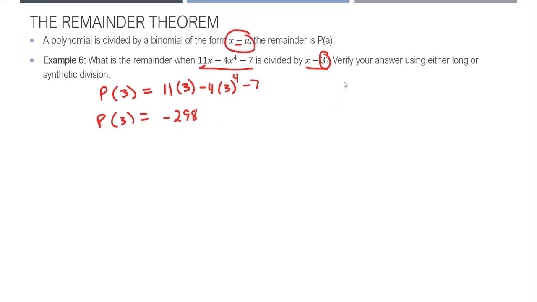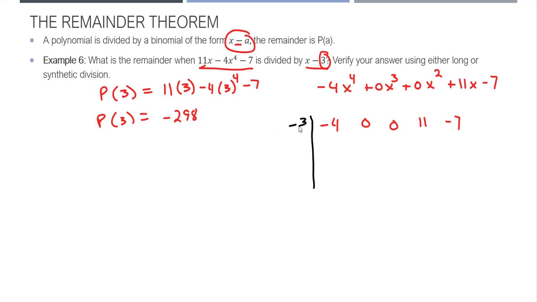But let's prove that that's our remainder. So my first thing I'm going to do is reorder this in descending order. So negative 4x to the power of 4. I don't have a cubed, so I'll put 0x cubed. Don't have a squared either, so 0x squared. And then plus 11x and minus 7. So I'm going to use those coefficients then. So negative 4, 0, 0, 11, and negative 7. And let's set this up.